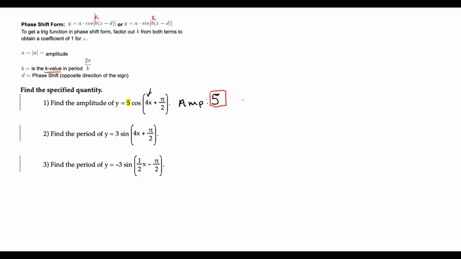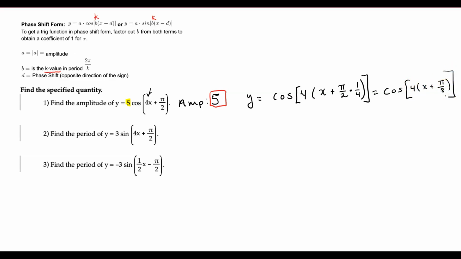When we divide by 4, we have y equals the cosine of, and I'm going to put a square bracket, 4x divided by 4 is 1. So we have x on the inside, and then we take pi over 2 and also divide it by 4, which is the same as multiplying by 1/4. So in phase shift form, this looks like cosine of 4 times (x plus pi over 8). That's what it would look like in phase shift form.